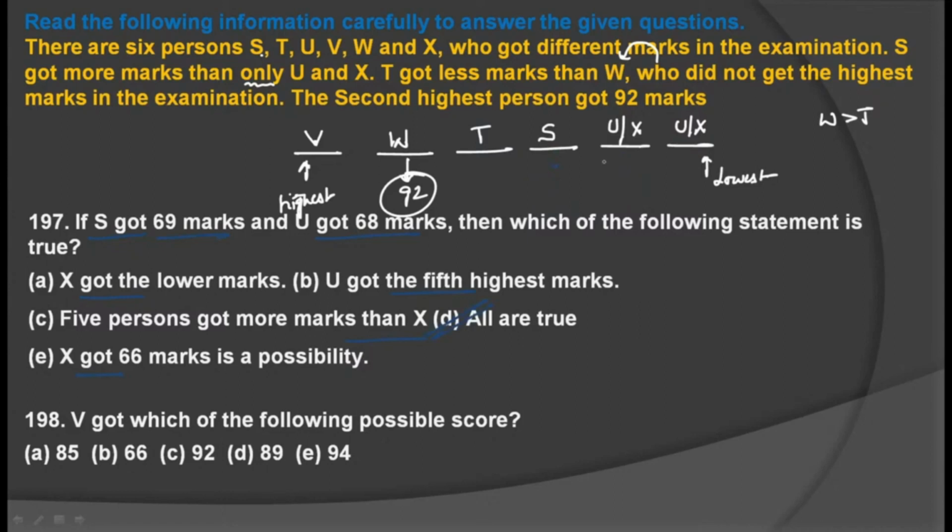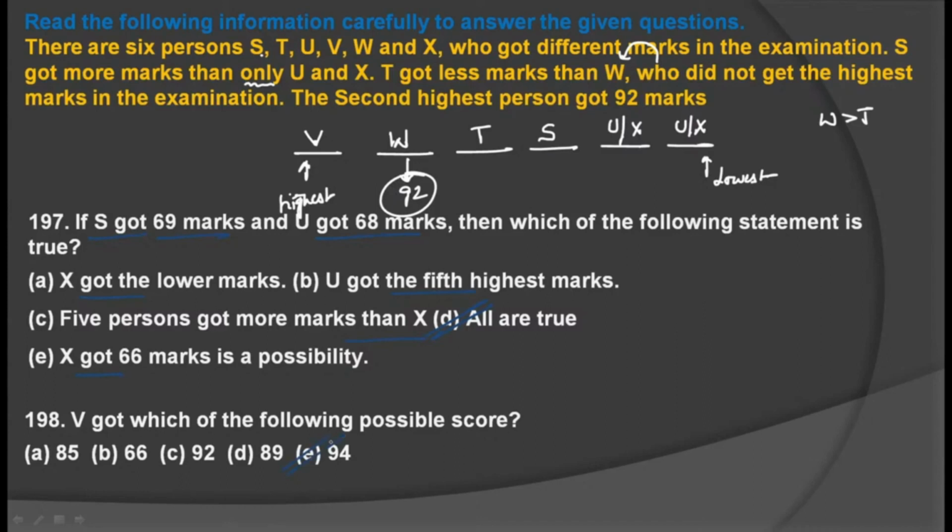Guys, once you are done with this information, you just erase that information. Don't fix that U is the fifth person and X is the last. You just consider this data up to this question. Next one, which of the following is a possible score? We require more than 92. As per the options, you can choose 94.